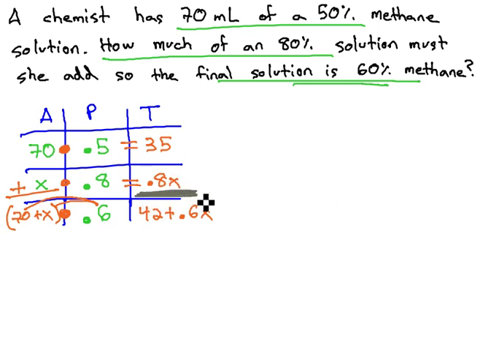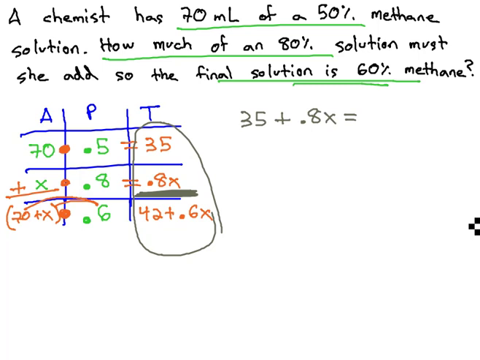Remember, that bottom row is a total, and so the last column can become an equation we can use to solve the problem. As there is only one variable, we only need this one equation from the last column. 35 from the original solution is methane, plus 0.8 of what we add is methane, is going to equal the methane we want at 42 plus 0.6x. This gives us an equation we should know exactly how to solve.